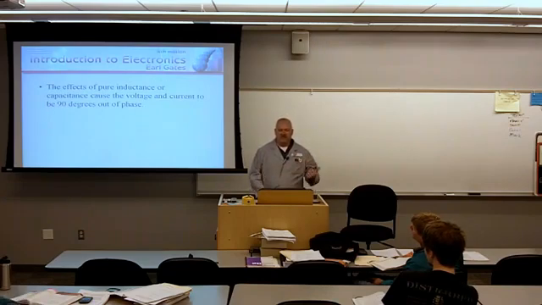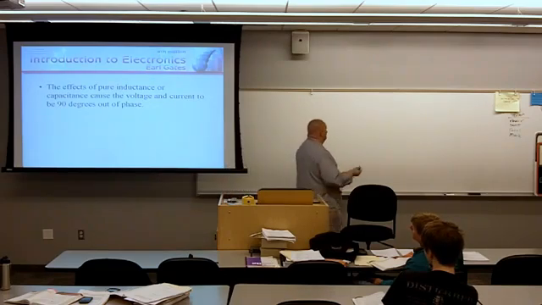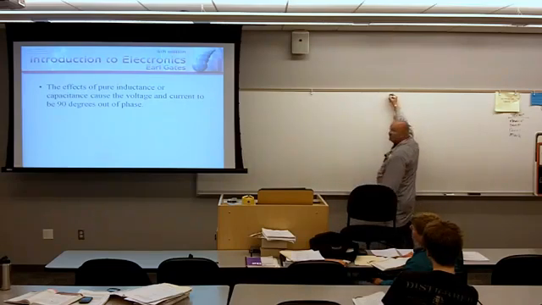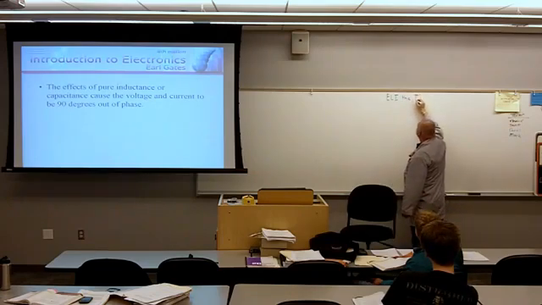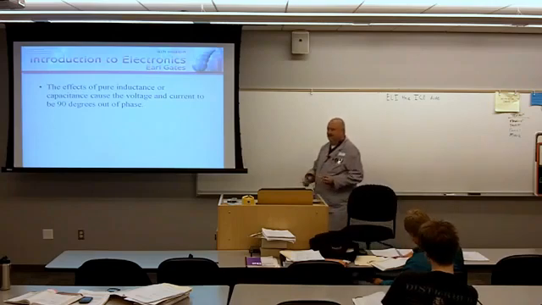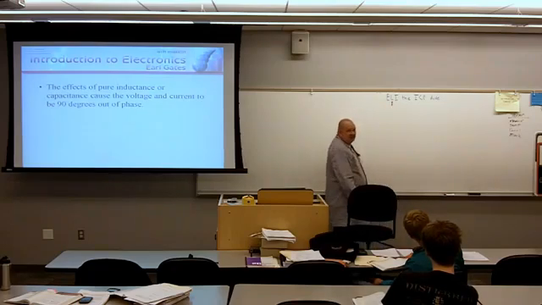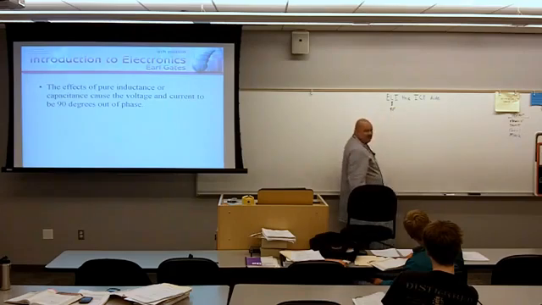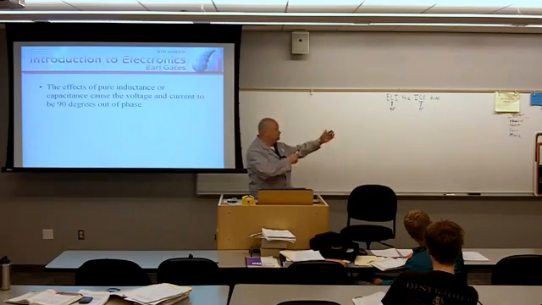Now, the effects of pure inductance or capacitance cause the voltage and current to be 90 degrees out of phase. Well, the best thing in dealing with this is remembering the phrase that pays, which is ELI the ICE man. Okay? In an inductive circuit, voltage leads current by 90 degrees. In a capacitive circuit, current leads voltage by 90 degrees. Make sense?